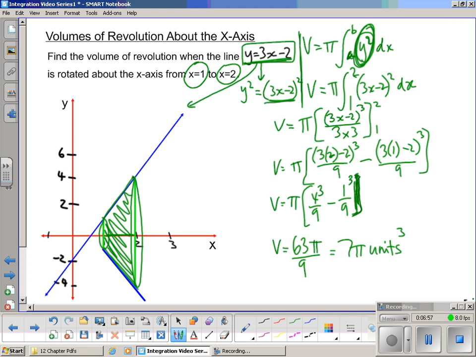Anyway, I hope that helps and clarifies how you do volumes of revolution about the x-axis. Thank you.